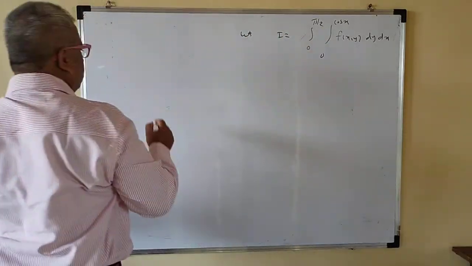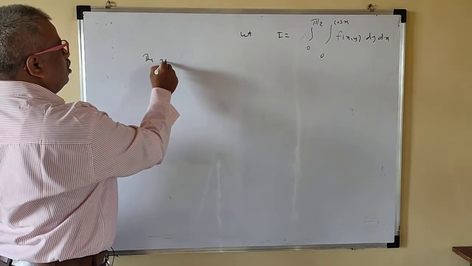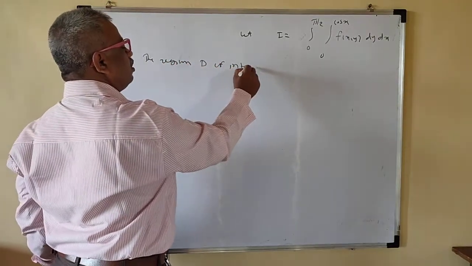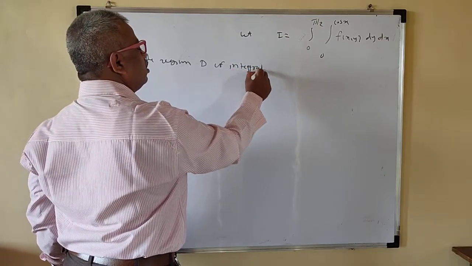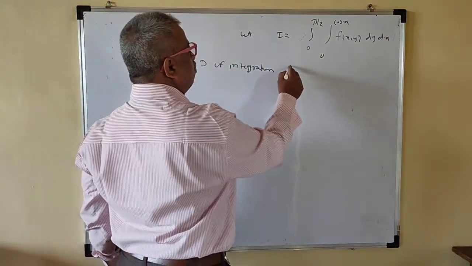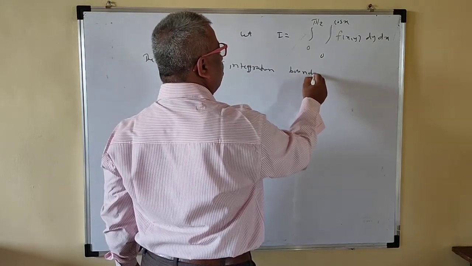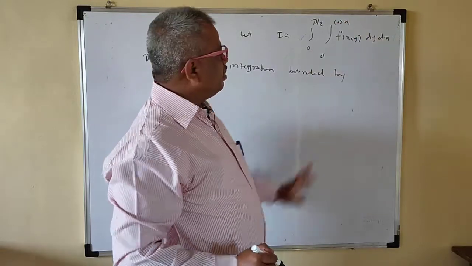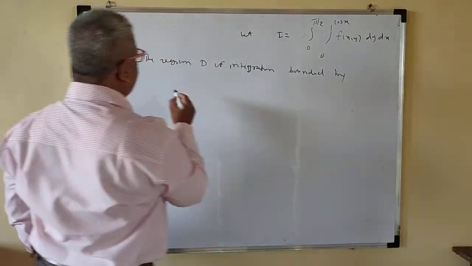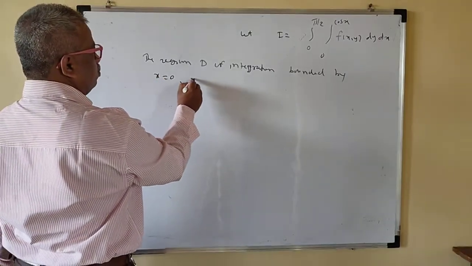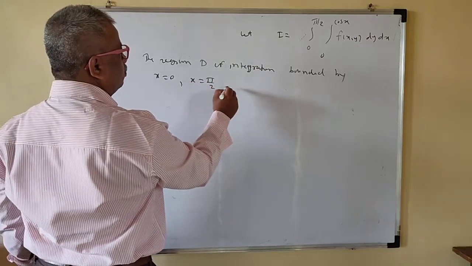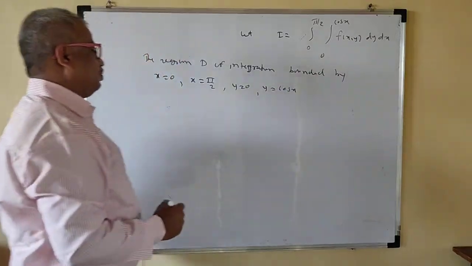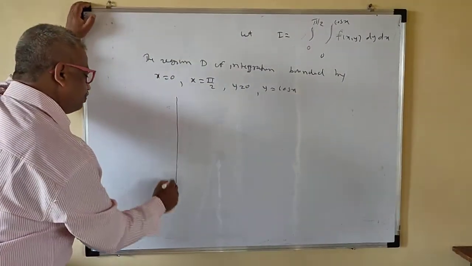The region D of integration is bounded by... Now this is the function of x, that means these are the limits of y, and these are the limits of x. Bounded by x is equal to 0, x is equal to pi by 2, y is equal to 0, y is equal to cos x. Okay. Now we draw the graph.